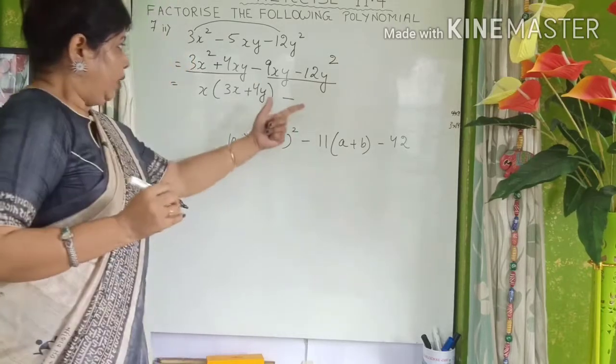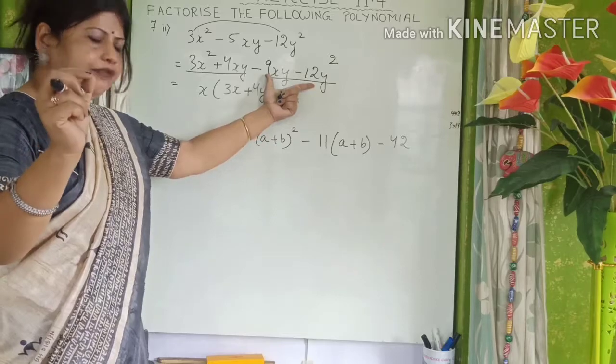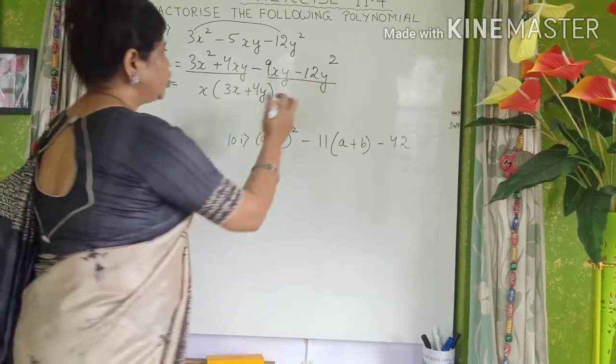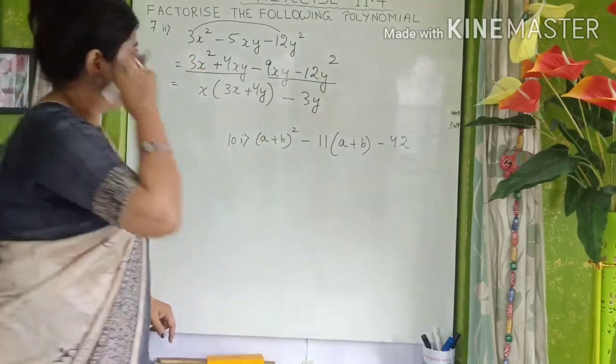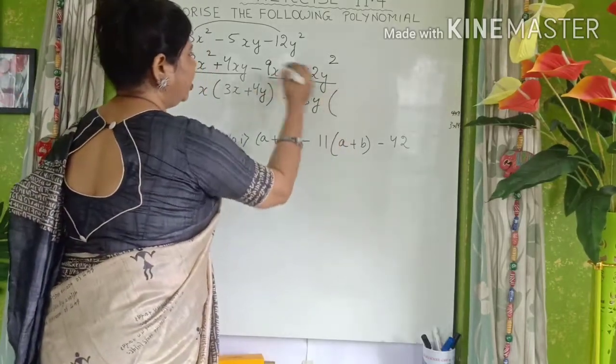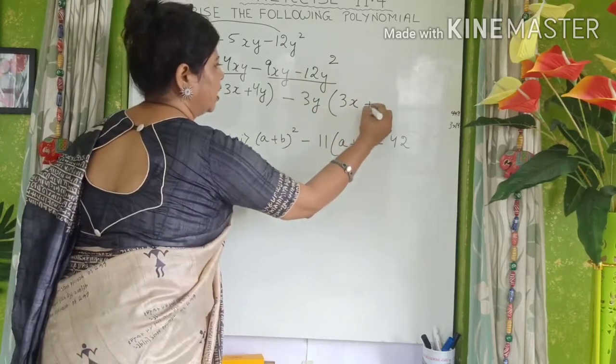Minus. Here what is the highest common factor of 9 and 12? It is 3. So minus 3y is common. Minus 3y. So what remains? 3 3s are 9. So 3x, minus becomes plus.